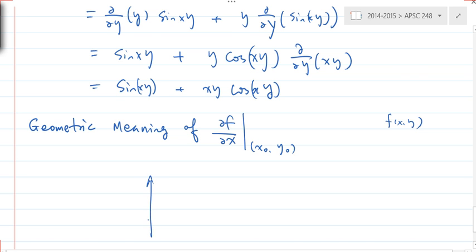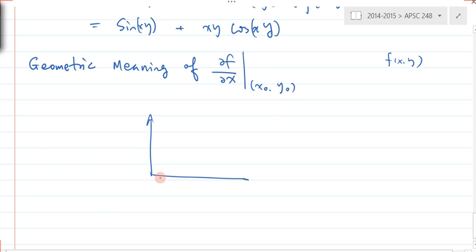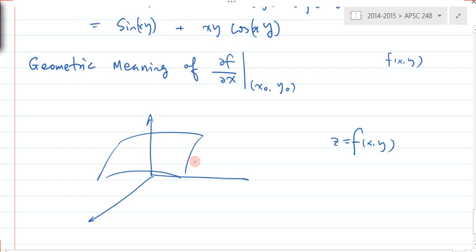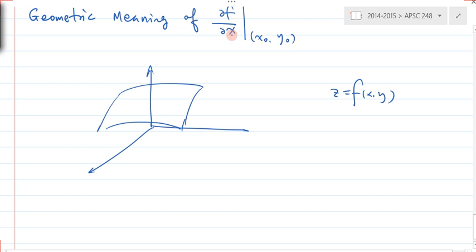So what's the geometric meaning of this, partial f over partial x? What we can do is, let me arbitrarily draw a surface first. Let's say you have a function of x, y, and we know this is a surface. So for example, maybe the surface looks like this. That's a surface out here.